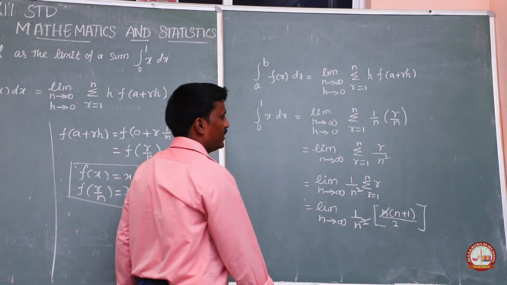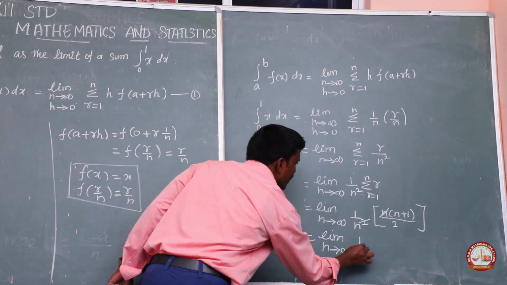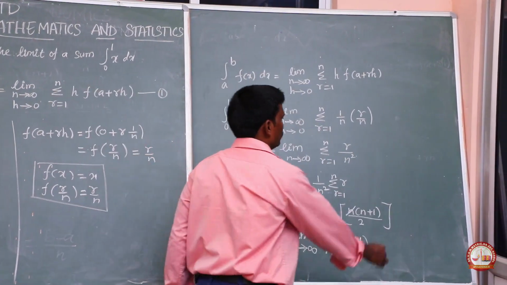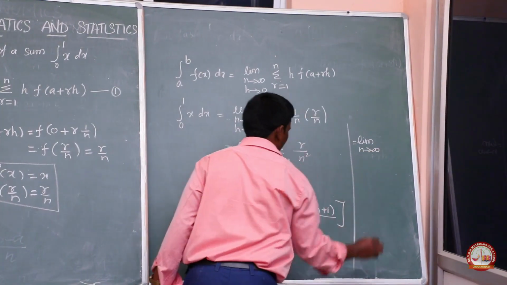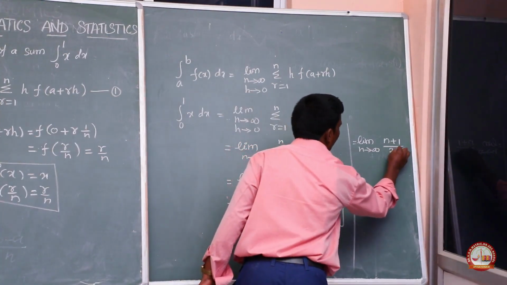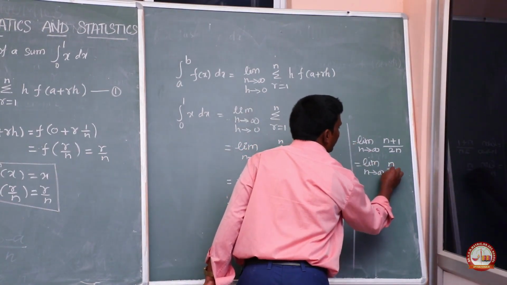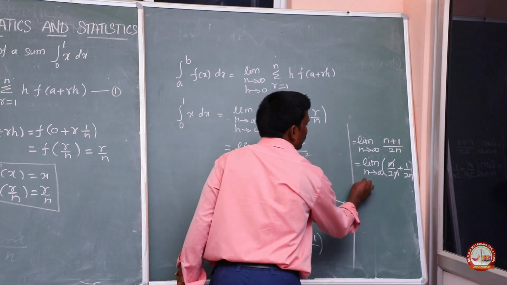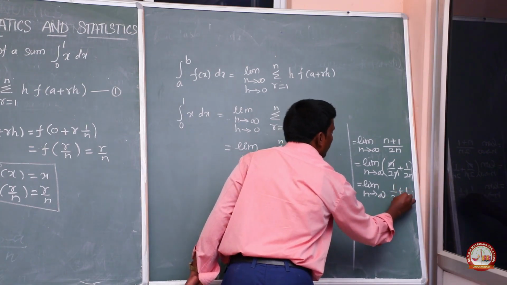Therefore n square is cancelled, remaining limit n tends to infinity 1 by n into n plus 1 by 2. Therefore limit n tends to infinity 1 into n plus 1 by 2 into n, 2n, equal to limit n tends to infinity, split the denominator: n by 2n plus 1 by 2n. n cancels, therefore the remaining value is limit n tends to infinity 1 by 2 plus 1 by 2n.